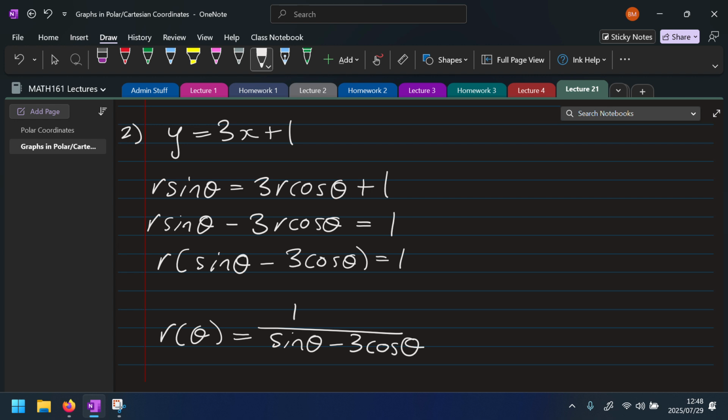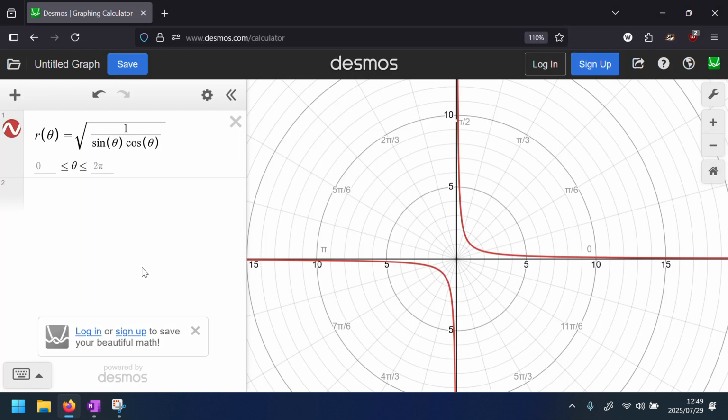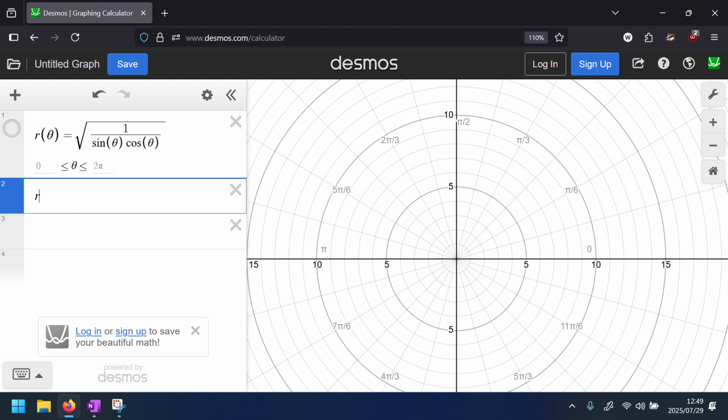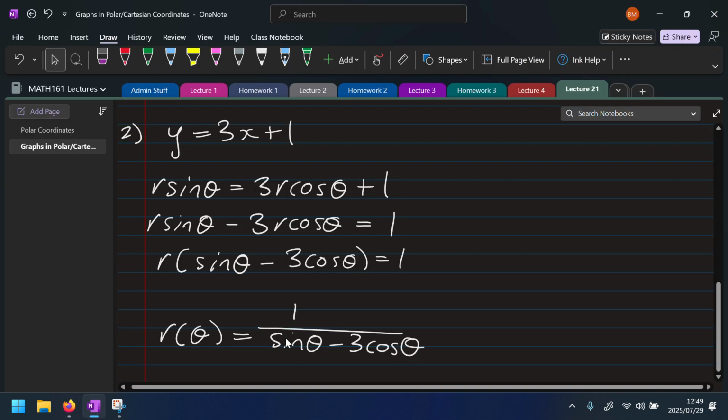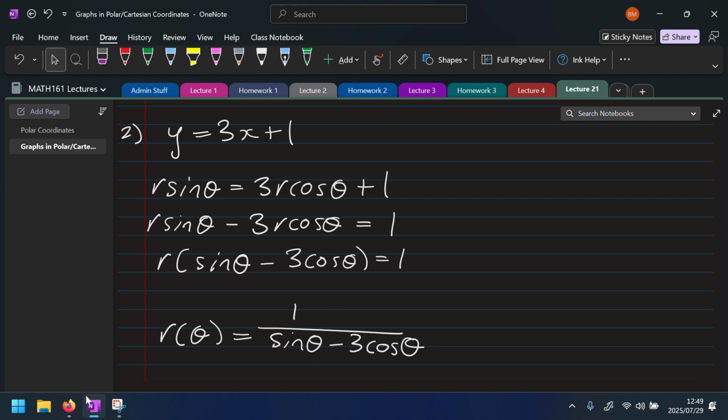Now, this function looks very complicated. Okay, you've got 2 trig functions in the denominator. Very complicated looking function. Let's see what it looks like. So we go back here. Let's get rid of that. So we're going to have r of theta is equal to 1 over, and then all of this denominator. So sin theta minus 3 cos theta.